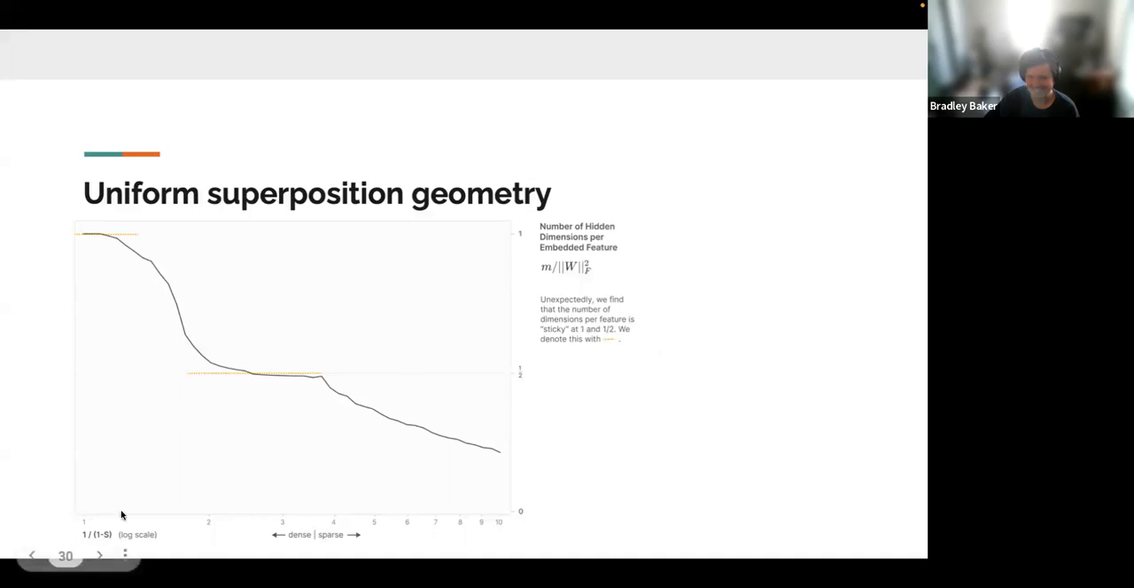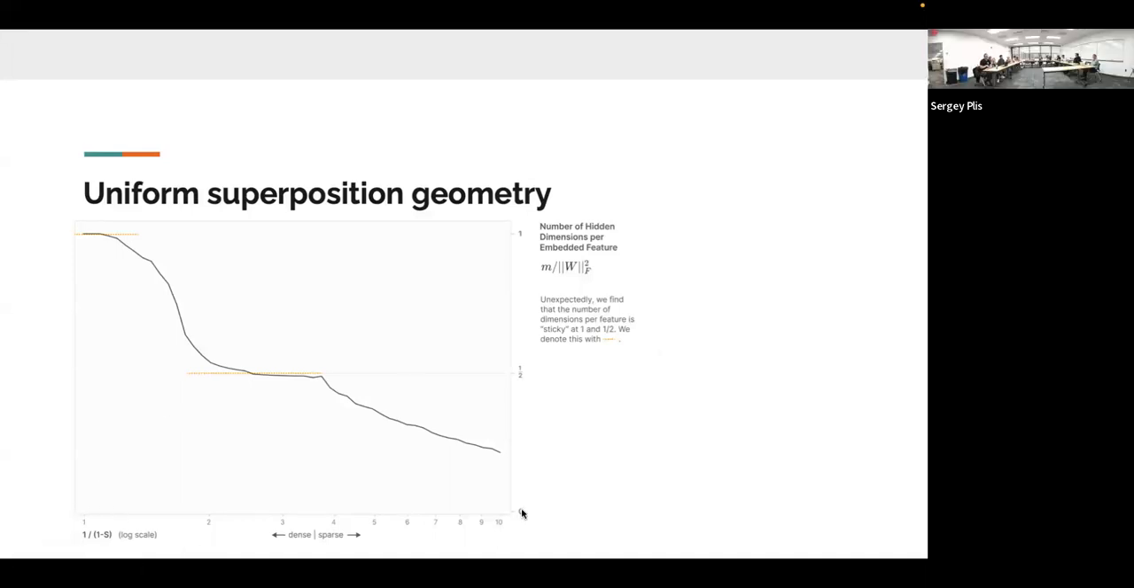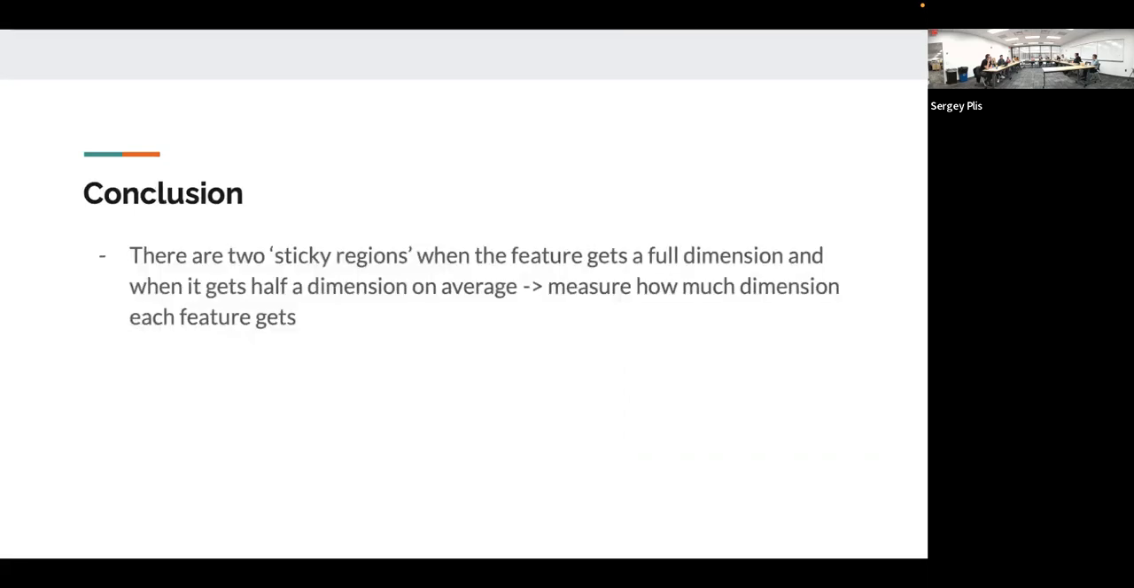You can see here on the x-axis is how sparse the features are, and on the y-axis is the number of dimensions we have per embedded feature. The important thing here is that it's kind of sticky, is what they call it, when we have exactly one dimension for each feature. And it's sticky when we have half a dimension per feature. You can see it doesn't change much. There's a plateau. As it gets sparser, we still keep half a dimension per feature. Does it make sense? We still represent each feature in half a dimension. So there is some kind of a stationary region. Yeah, exactly. That's a better word than sticky.